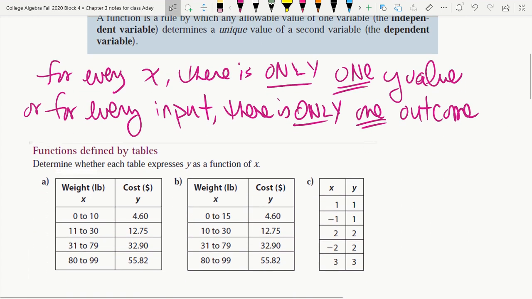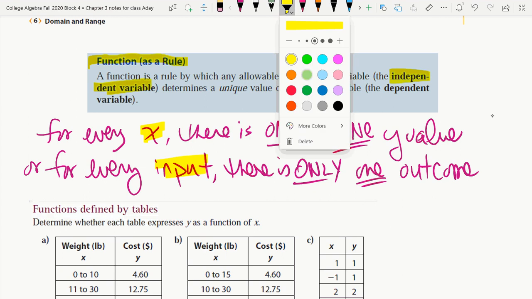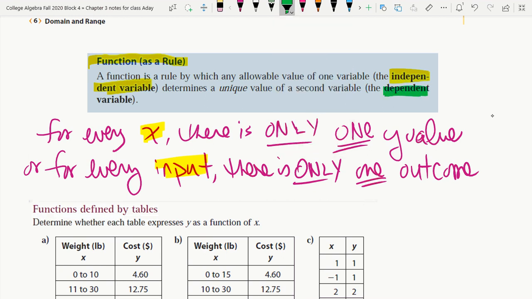So let's look at this. Also realize that in functions, the x values will be the independent variable. For every input, that's the independent variable. And then the solutions, or the answers that you get out, will be the dependent variable. So the y's are the outcome.